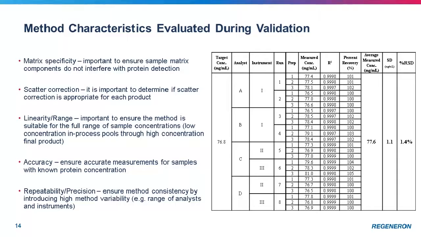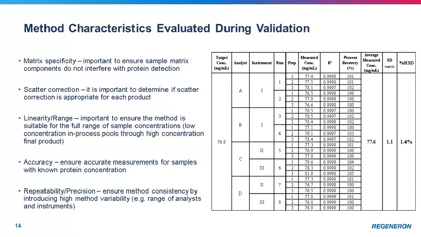So shown on this slide is some of the precision data generated at Regeneron for our monoclonal antibody products. This data specifically was generated using 4 different analysts and 3 different instruments across a total of 8 analyses. Each analysis consisted of triplicate measurements just for the purposes of method validation, therefore producing a total of 24 measurements for this one sample. It can be seen that across all 24 measurements, we are able to produce consistently accurate results compared to our target concentration of 76.8 milligrams per milliliter.